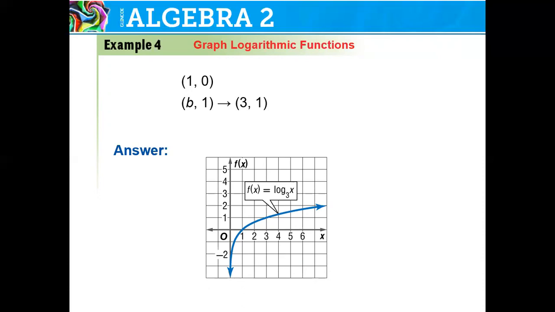All you need to do now is plot these points on your graph, and finally just connect the points. You will end up with this graph. And you already know that it will look something like this because you know the parent function for the logarithmic function. You know how the parent function looks.